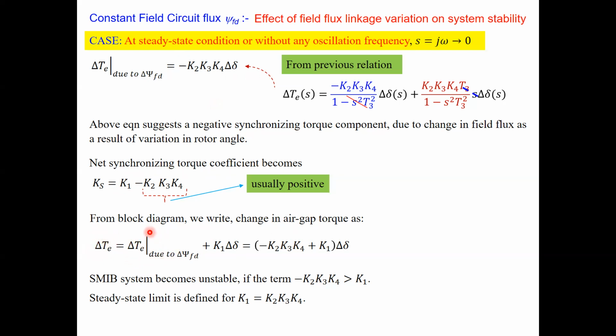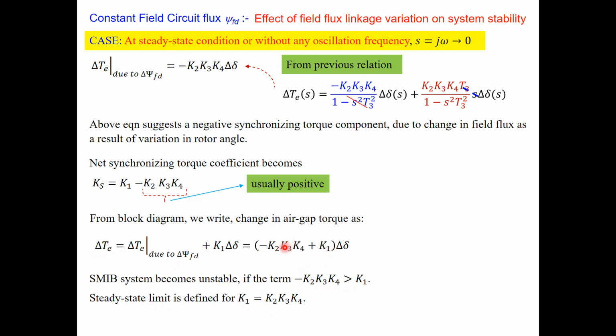So the air gap torque is written in this way: it is the change in the torque due to the field flux plus K1 delta, what you have here. So the net change in the air gap torque depends on this, and the system can become unstable if this quantity is more than this quantity. The steady state limit can be defined when the two terms are equal, K1 equal to the product of these three constants here. So that is the steady state stability limit. And if this term is greater than K1, then the response would become unstable.